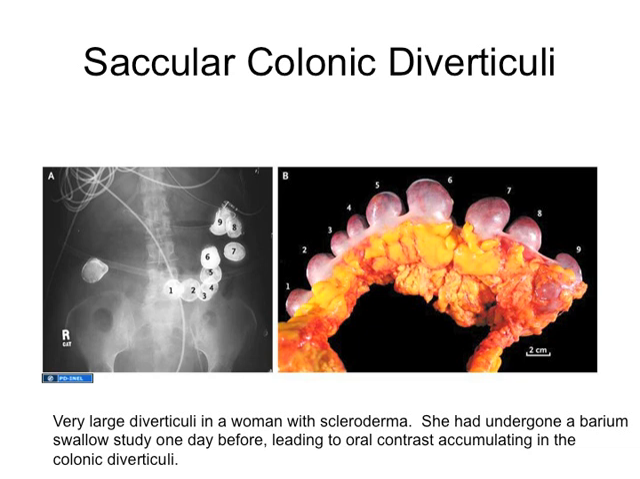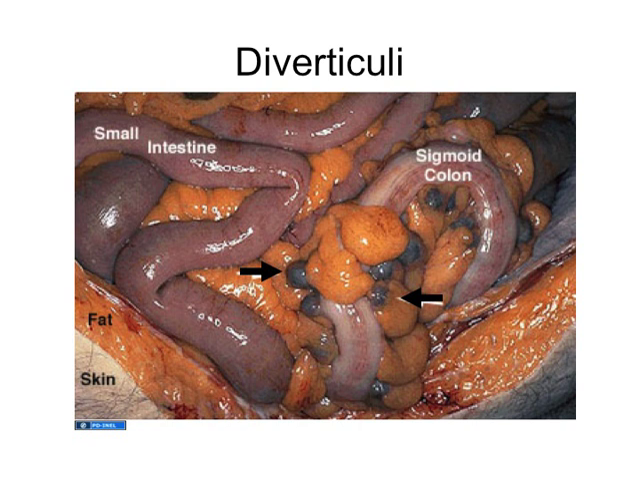But this is somebody with scleroderma. At surgery, here's the sigmoid colon up here. You've got fat around that, and in this case, you have all these little blue diverticuli going off. These are all normal. Just happens to be you're seeing it.